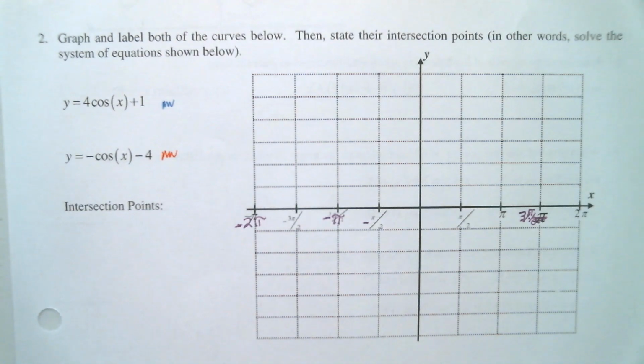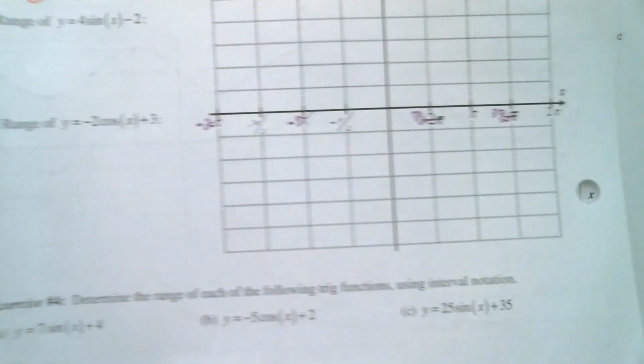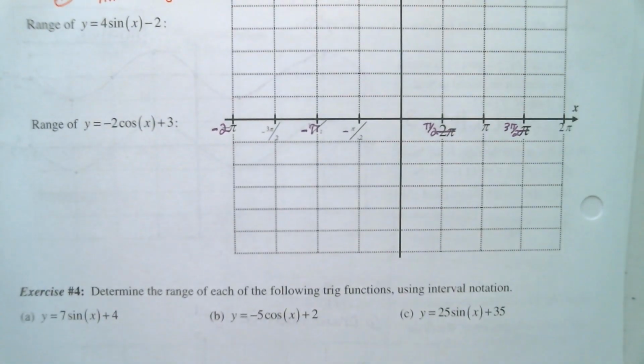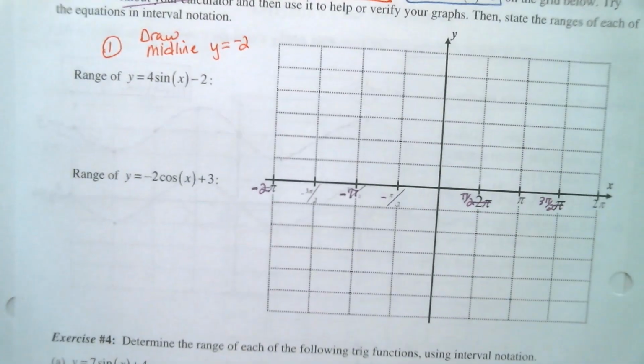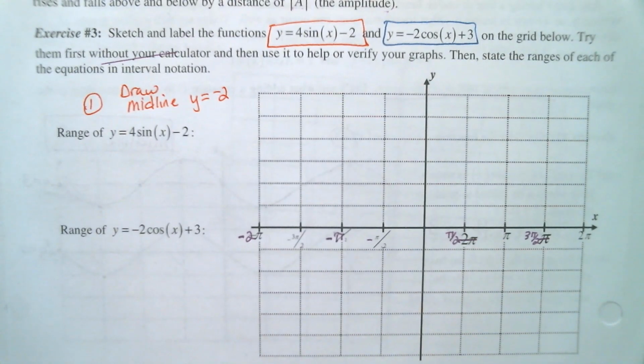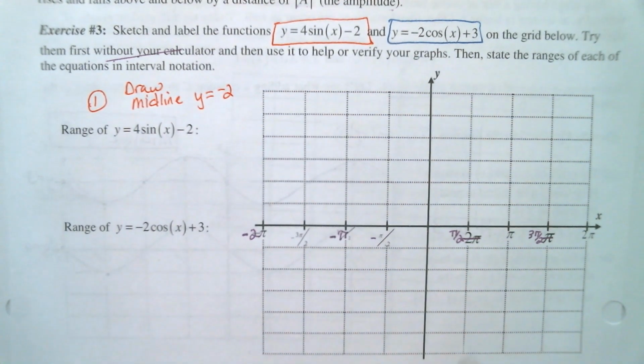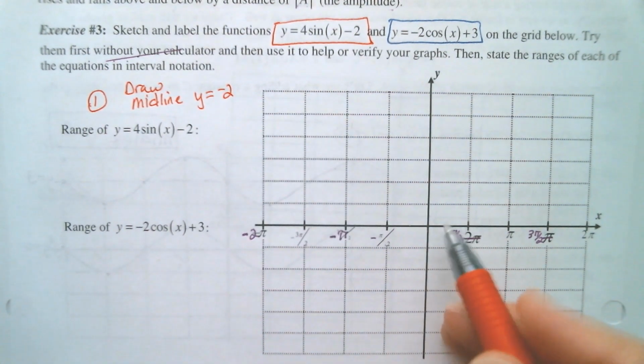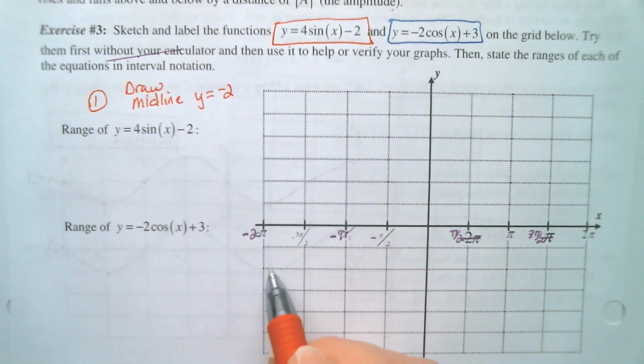Okay, again, I apologize for that. Now back to where we were. So we want to start by drawing the midline. So I'm back on page 373 of the notes. So drawing the midline of y equals negative 2.